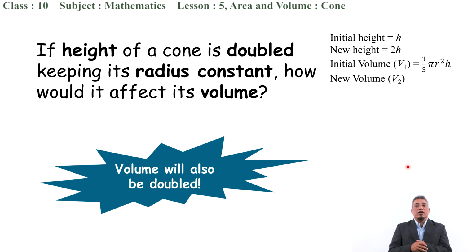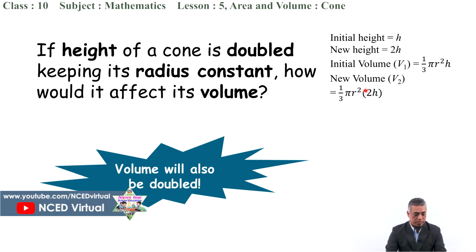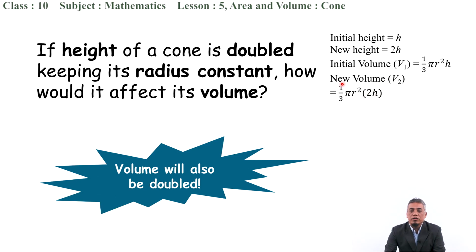And then initial volume V1 is 1/3 of pi r square h, and new volume will be, instead of this h, there will be 2h, double of h. This h is substituted by 2h here in case of new volume, and then this 2 is taken as coefficient here, and this exactly fits as initial volume. That means V2 equals 2 times V1. That's why the new volume is double of initial volume.